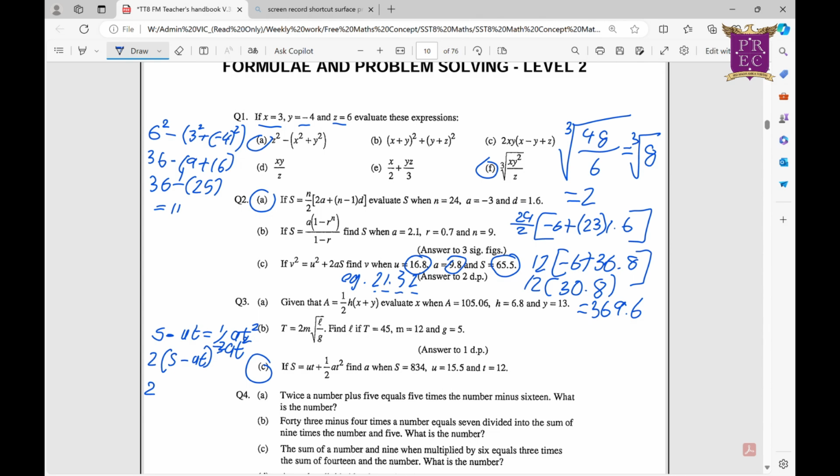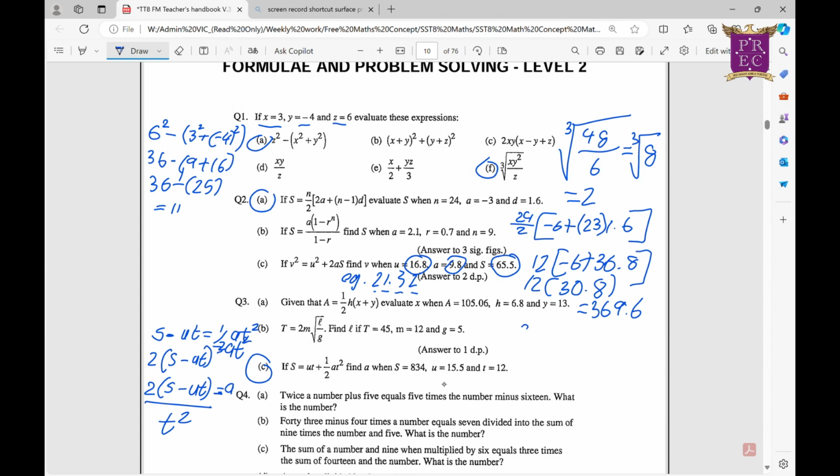Now what we need to do is to get a by itself. To get a by itself, we need to divide both sides by t squared. Okay, this is our equation. Now all we need to do is put in the values and find a. Let's do it.